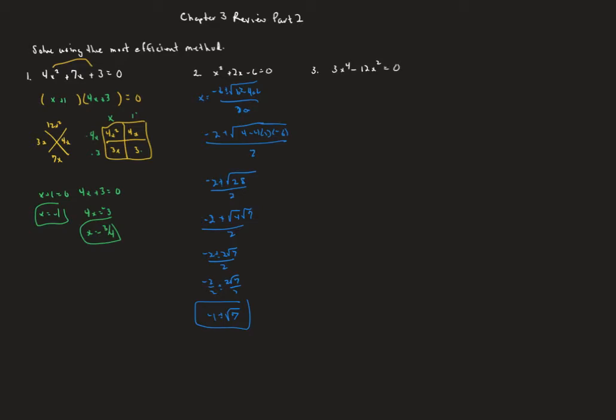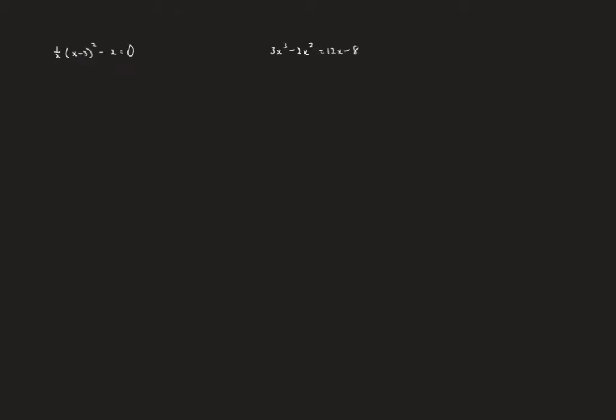The next one has a greatest common factor of 3x squared. When we factor that out, that leaves behind x squared minus 4. That factors further into x minus 2 times x plus 2. So from here, 3x squared equals 0 means x is 0. From x minus 2, we get a positive 2, and from x plus 2, we get a negative 2. We'll go to the next panel, and we're still continuing to solve these.